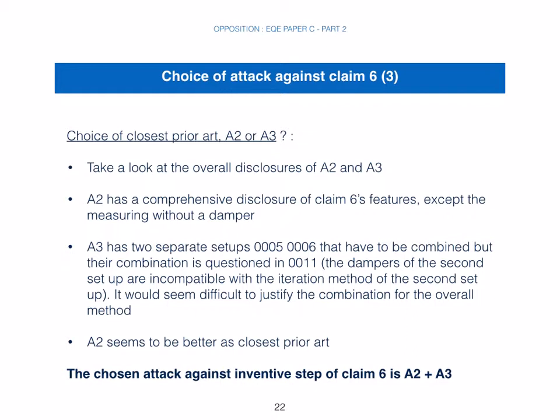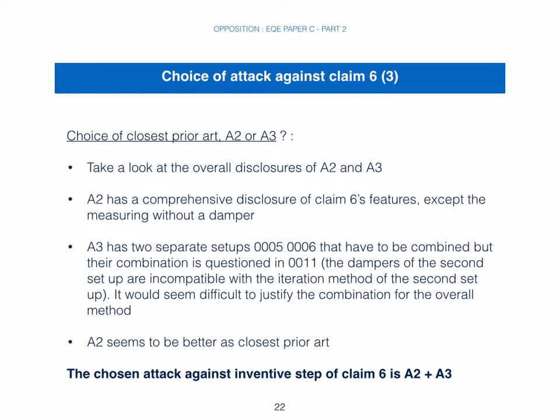For the choice of closest prior art, we can take a look at the overall disclosures of A2 and A3. A2 has a comprehensive disclosure of claim 6 features, except the measuring without a damper. A3 has two separate setups, paragraph 5 and 6, that have to be combined, but their combination is questioned in paragraph 11. The dampers of the second setup are incompatible with the iteration method of the second setup, so it would seem difficult to justify the combination for the overall method.